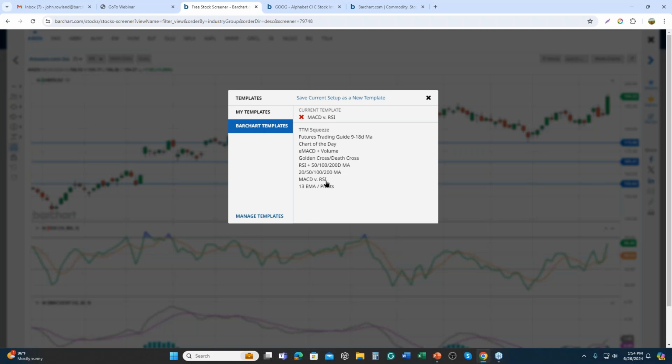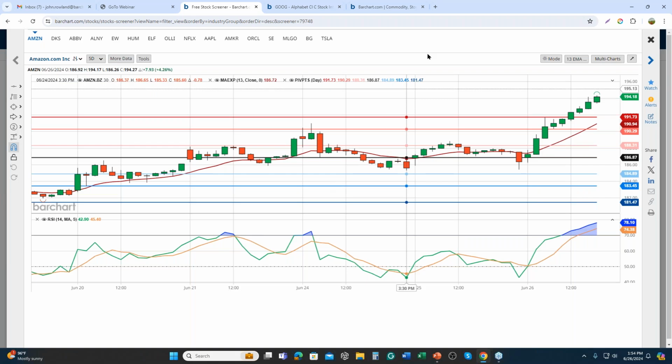and under Barchart templates, here we're going to open up one that's called the 13 EMA and pivots. And what the 13 EMA and pivots does is give you a 5-day chart on a 30-minute time frame, and it also gives you today's floor trader pivots. Now, if you're not familiar with what floor trader pivots are, they are just numbers based on yesterday's price action that give you levels of support and resistance. And you get a 13 EMA, in other words, a 13 EMA over 30-minute periods, since it's a 30-minute chart.